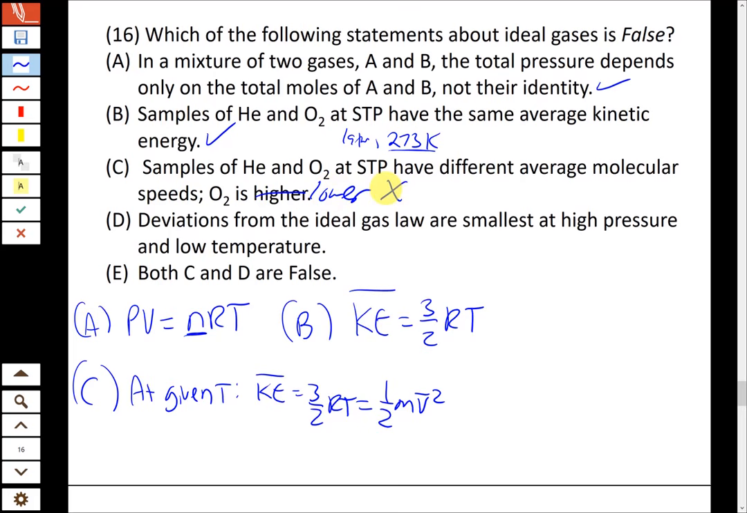So that could be one of our false statements, but we have to see also choice D, whether that one is going to be correct or not. So for O2 and helium at the same temperature, helium is smaller, lighter, so it should be moving faster, not slower than O2.